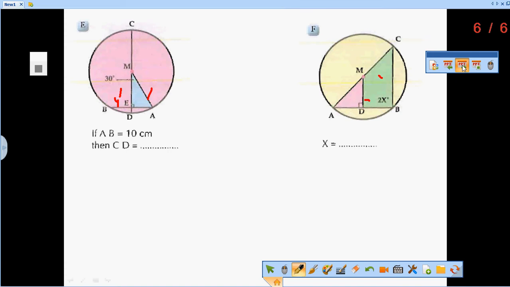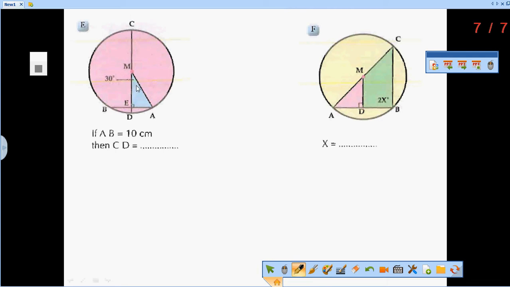Let us move to another exercise, letter E. Here I have AB equals 10 centimeters and ME is perpendicular. The measure of this angle is 30 degrees. I wanted to find the length of CD. We know that CD is a diameter. It means if I can find the length of any radius, I can directly find the length of the diameter, because we said before the diameter length is equal to twice the radius length.